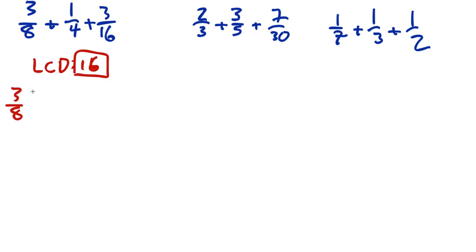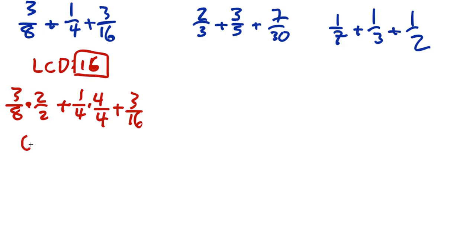We're going to multiply 3 over 8 by 2 over 2 because 8 times 2 is 16. The next fraction we have is 1/4. We have to multiply that by 4 over 4 to get sixteenths. And then lastly, 3 sixteenths, cool. That is the denominator we're looking for. Okay, we're going to do this.